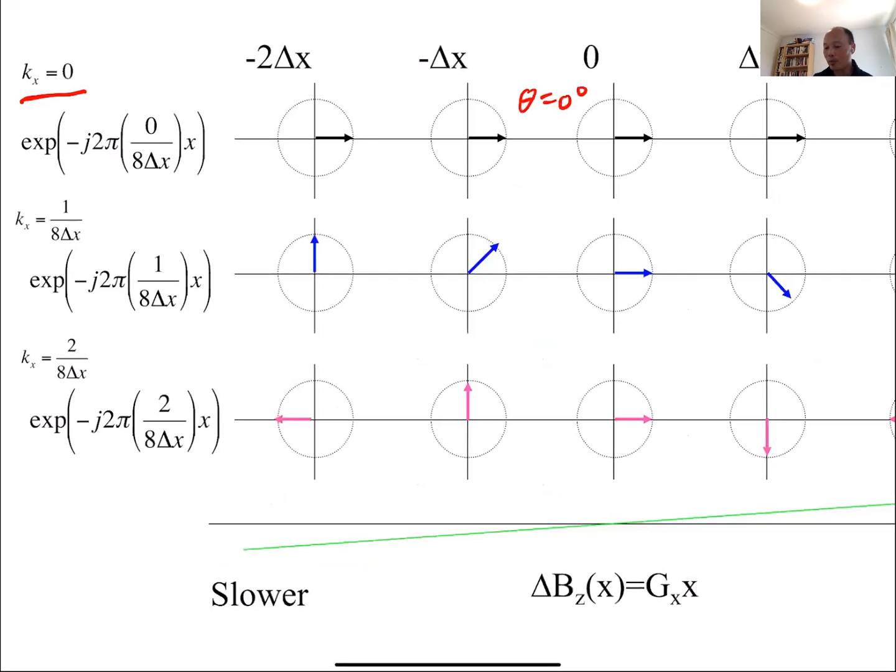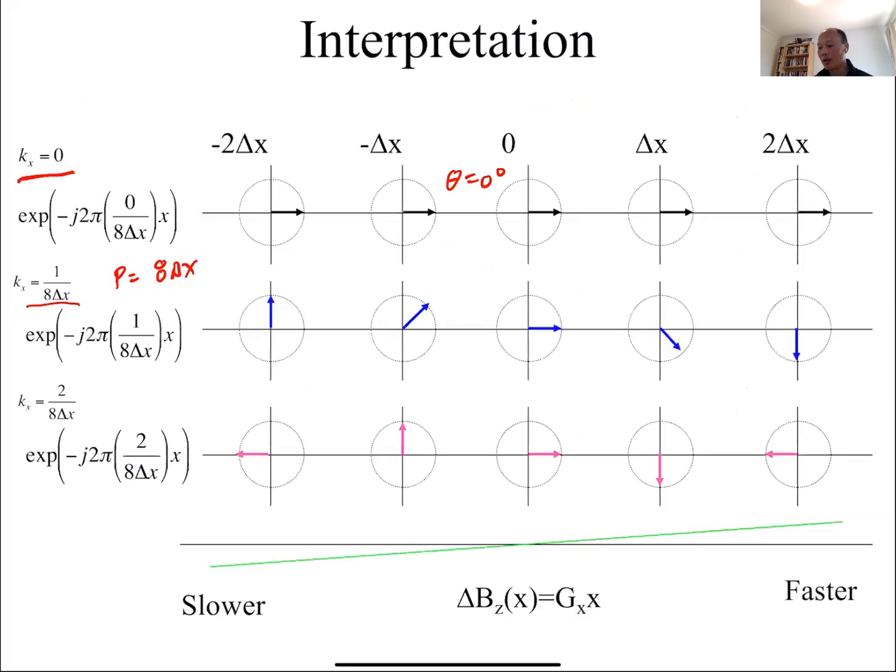Now let's take kx equals 1/8 delta x. So the period would be 8 delta x. It's just 1 over the spatial frequency. And so here we've shown this distance is 4 delta x, right? So over that span, if the period is 8 delta x, we would expect half a period of variation. And you notice that indeed we have that. This is pointing up and this is pointing down. So that represents half a period of variation.